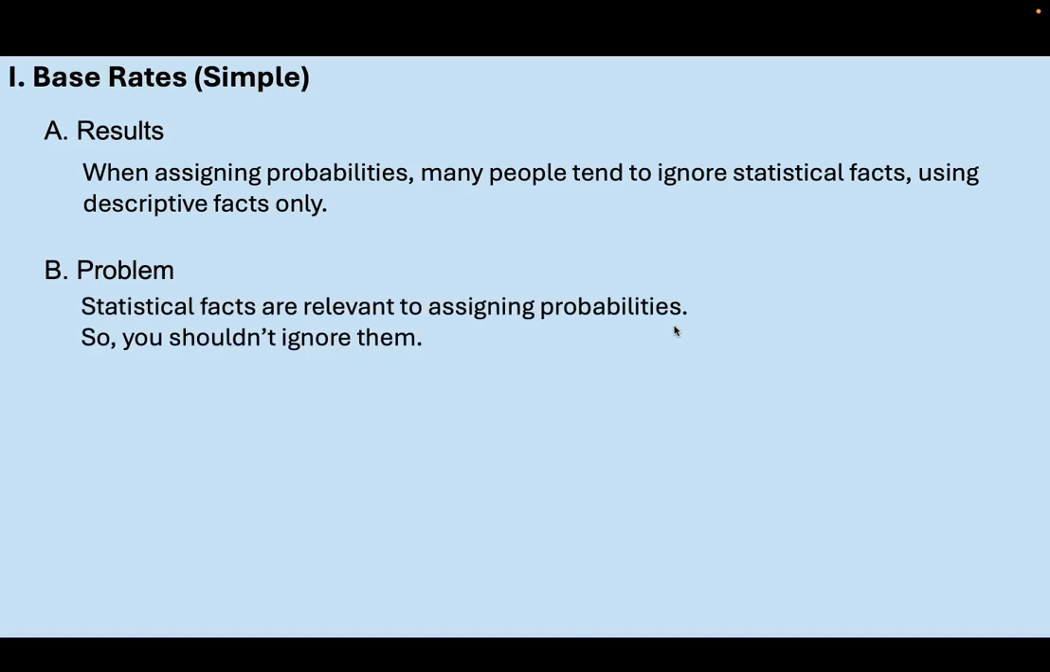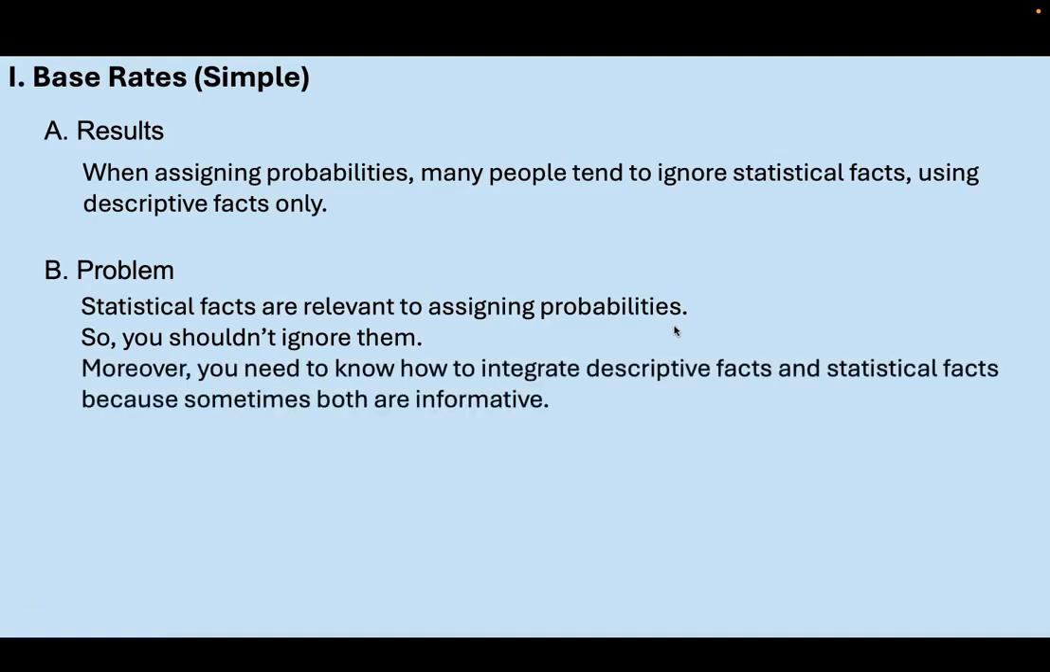And I should say, System 1 is really driven by descriptive information and really does not tend to take into account statistical facts, at least not in any sort of explicit way, except indirectly through your personal stimulus history, which may or may not be representative. But you shouldn't ignore statistical facts when assigning probabilities, so you really need to engage System 2. And you also need to know how to integrate descriptive facts and statistical facts, because sometimes both are informative, so you should be using both.